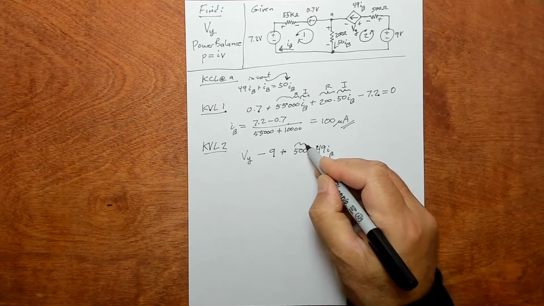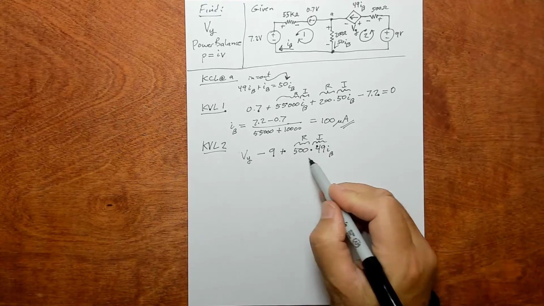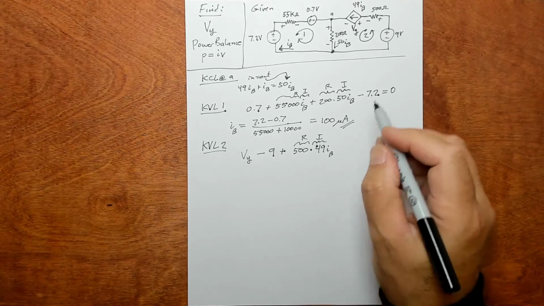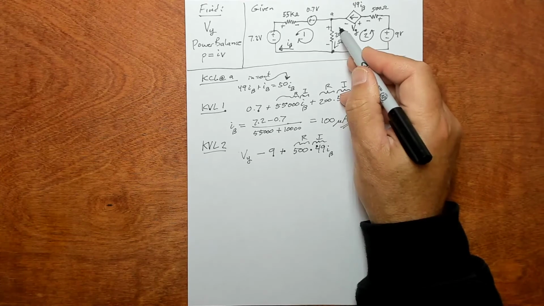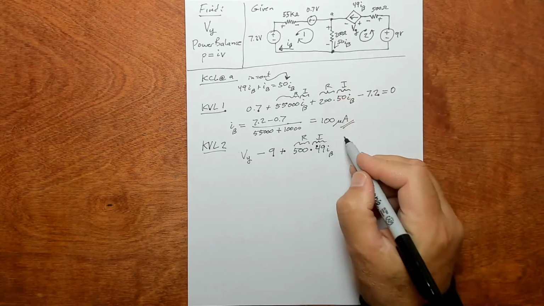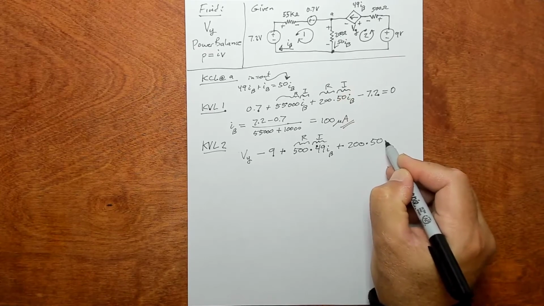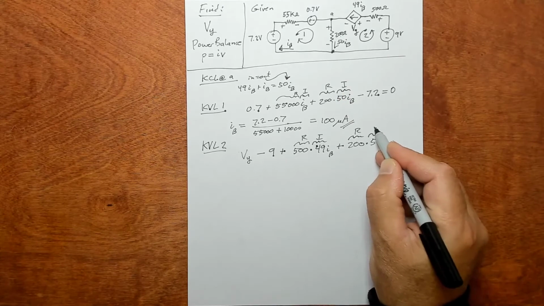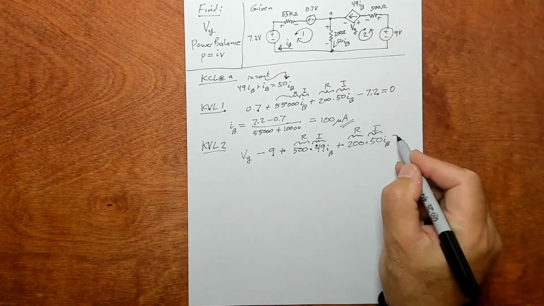Once again, this is an R I term, so this is a voltage, and I'm summing voltages. And then this one here, going around this loop, it's coming in the positive terminal, so it's positive 200 times 50 I beta. Once again, this is R I. Is that all four? 1, 2, 3, 4 devices. Those sum to 0.